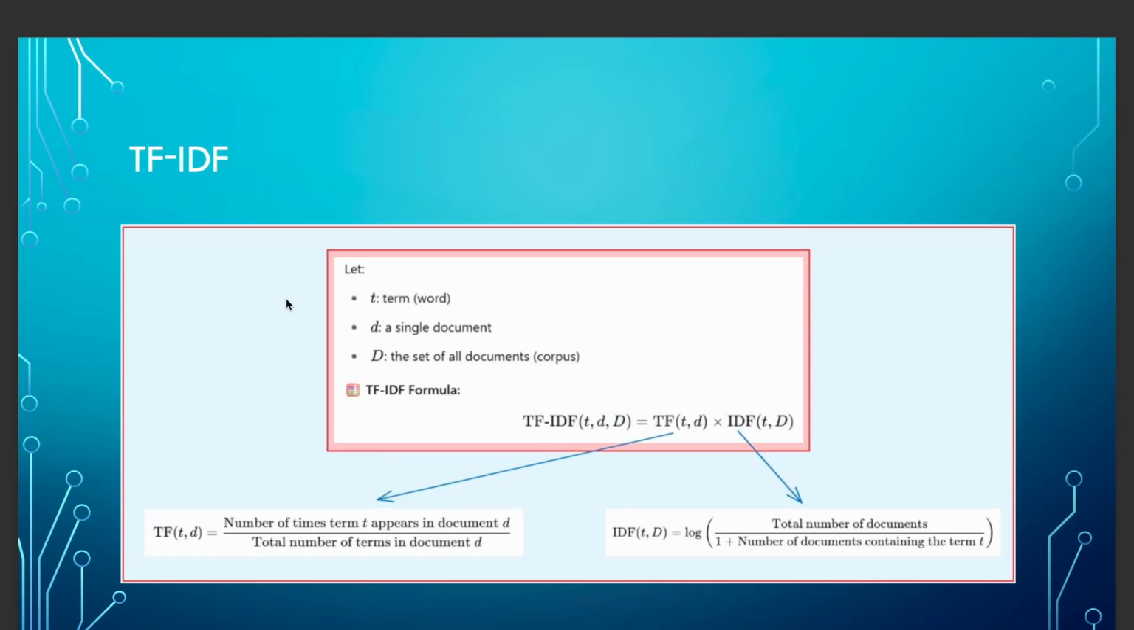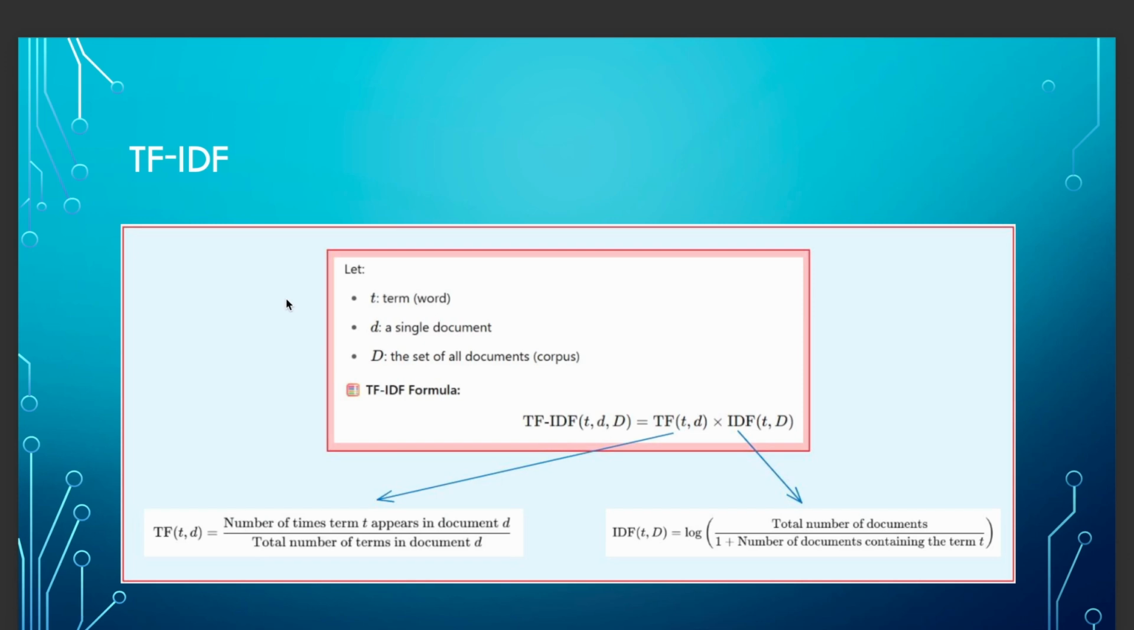The next text representation which is based on frequency is TF-IDF. The full form is term frequency, inverse document frequency. So it's comprised of two terms, term frequency and IDF. It's an extension of BoW. It's calculated from the BoW representation only. It's slightly more complex than the BoW representation.